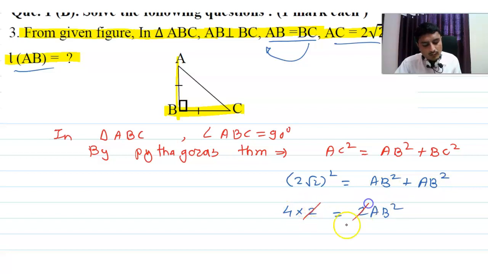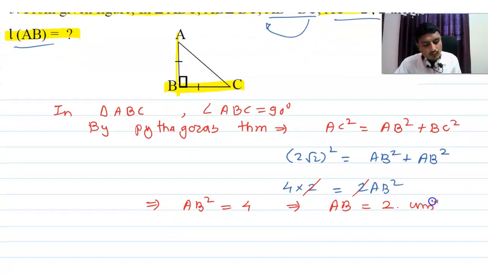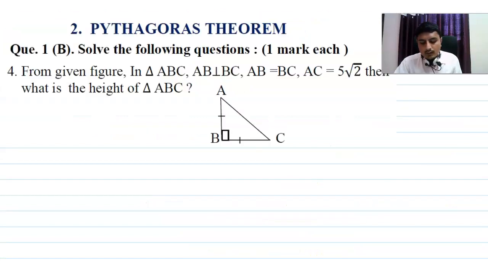Now 2 and 2 from both sides get cancelled. So that implies AB square equals 4. After taking the square root on both sides, we get the value of AB as 2 units. So we can write the length of AB equals 2 units. Look at the fourth question.